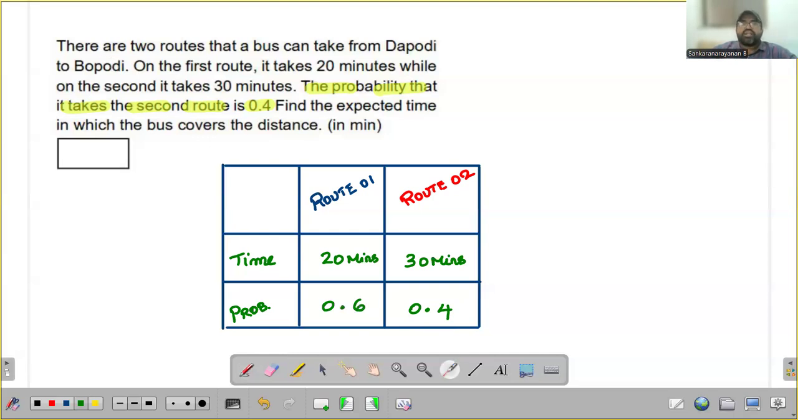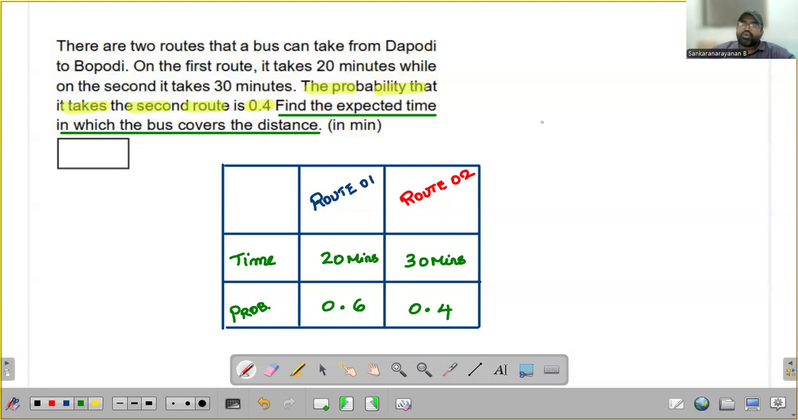If you read the question, there are two routes that a bus can take from Dapodi to Bopodi. So you have to understand that these two routes alone are available. Okay, first route it is 20 minutes, second route it is 30 minutes, and the respective probabilities I have presented. Now look at the question. The question is, find the expected time in which the bus covers the distance. If you get a question of this type, please understand you are asked to calculate that expected time, right?